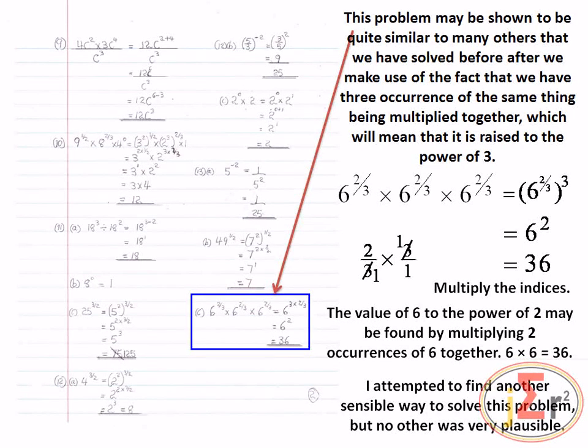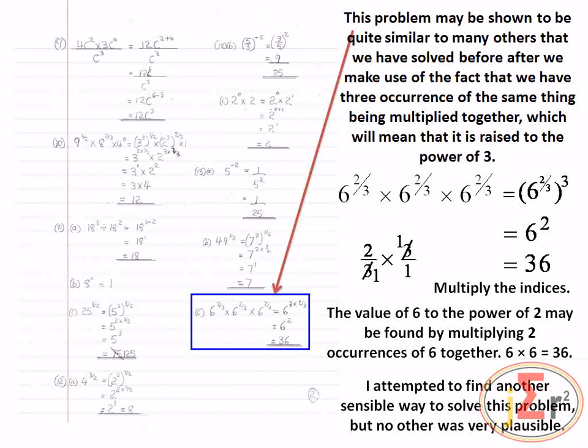So we may make use of the information that we have right here. As a matter of fact, the power of 2/3 makes this problem somewhat difficult, because it is not possible to find the cube root of 6 quite easily without the use of a calculator.